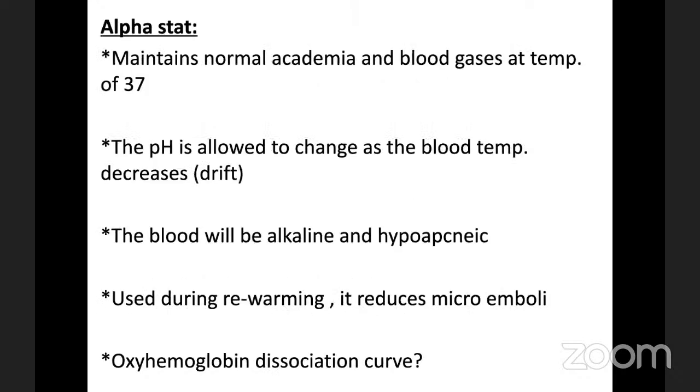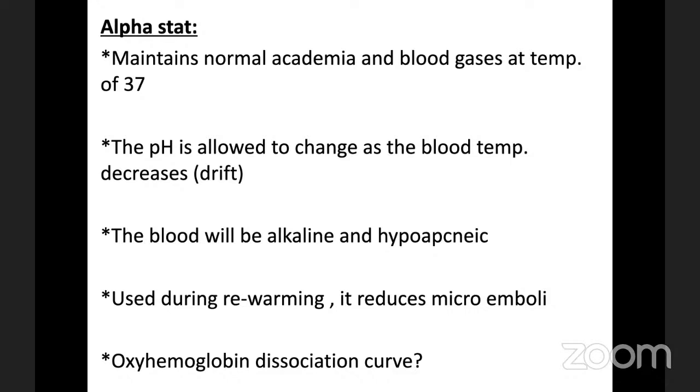But on the other hand, we have the alpha stat. It maintains normal blood gases at a temperature of 37, and the pH is allowed to change as the blood temperature decreases. So it's drifting only. It's not active. It's just a drift. And then the blood will be alkaline and hypocapnic. It's the opposite of the other one. And then it's usually used during rewarming. It reduces microemboli. So this is what they are arguing about, that alpha stat is good because it reduces the microemboli, despite that the pH stat is giving good homogeneous cooling.